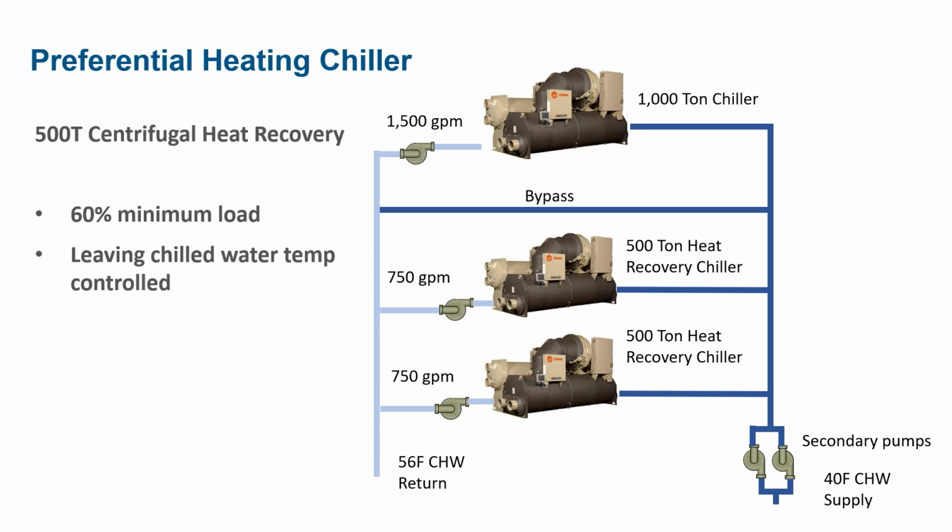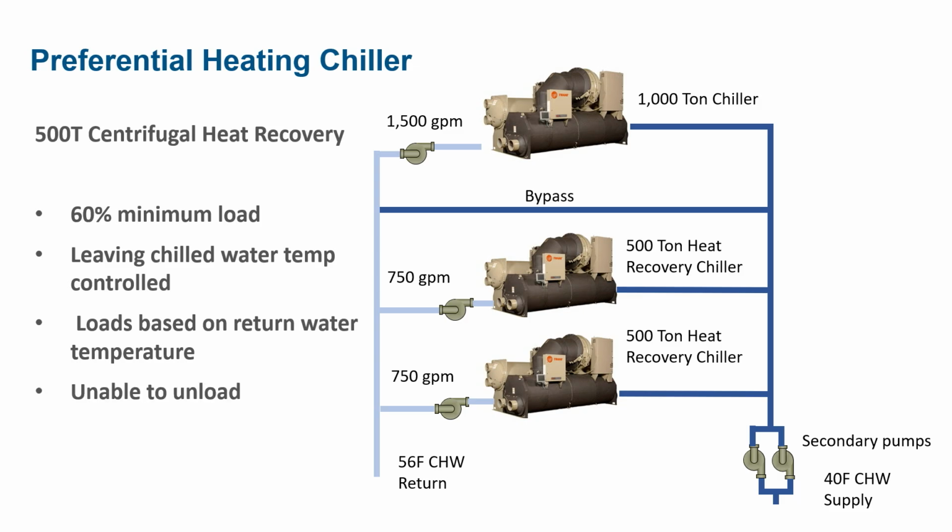Since the heat recovery chillers are located in the preferential position, they must be controlled to leaving chilled water temperature in order to maintain plant supply temperature. Since the primary pumps are constant flow and leaving water temperature set point is fixed at 40 degrees, the unit load is a function of return water temperature and therefore nearly constant if the system maintains delta T. As a result, the plant will not allow the chiller to unload, even to the 60% stated on the submittal.